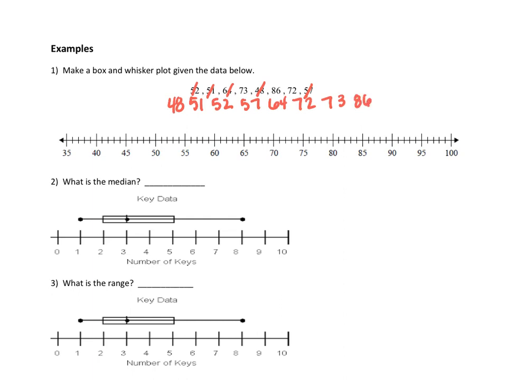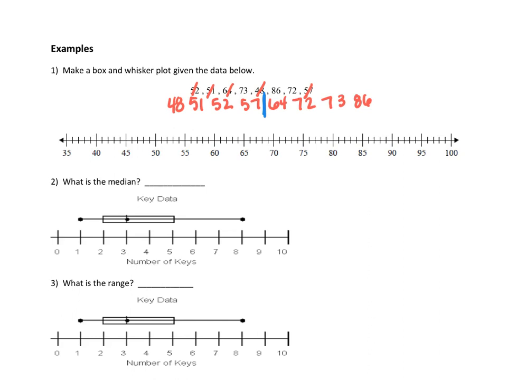Okay, so we have 1, 2, 3, 4, 5, 6, 7, 8. 1, 2, 3, 4, 5, 6, 7, 8. So 8 numbers. Make sure you count them to make sure you've got consistency. Okay, so when you have an even amount of numbers, when you're looking for the median, that's what we're going to do first. It's even. It falls between the 4th and 5th number right there.